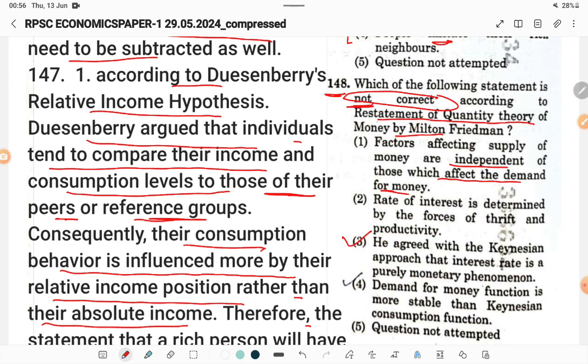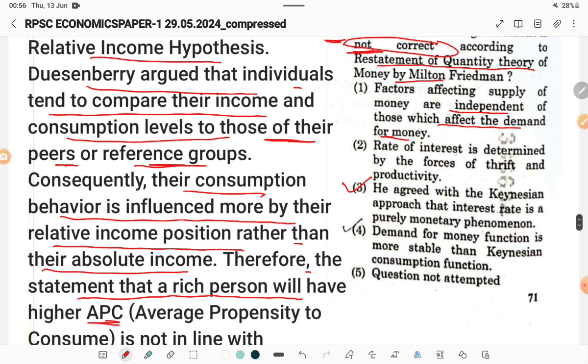The question is asking about the statement that is not correct. The second statement: the rate of interest is determined by the forces of thrift and productivity. This statement is also correct according to Friedman's view. He emphasized that the rate of interest is determined by the interaction of supply and demand for loanable funds, influenced by factors such as thrift, saving behavior, and productivity, real returns on investment. And the third statement: he agreed with the Keynesian approach that interest rate is a purely monetary phenomenon. So this statement is not correct here.